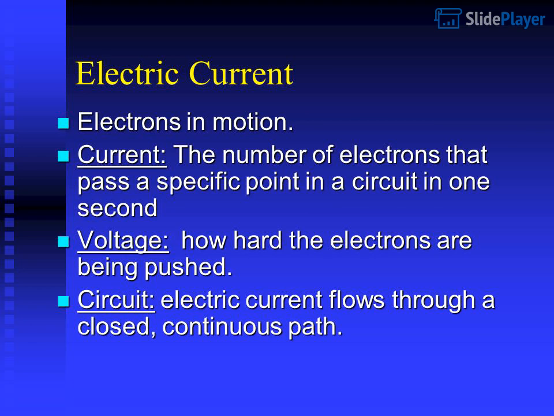Electric current. Electrons in motion. Current, the number of electrons that pass a specific point in a circuit in 1 second. Voltage, how hard the electrons are being pushed. Circuit, electric current flows through a closed, continuous path.